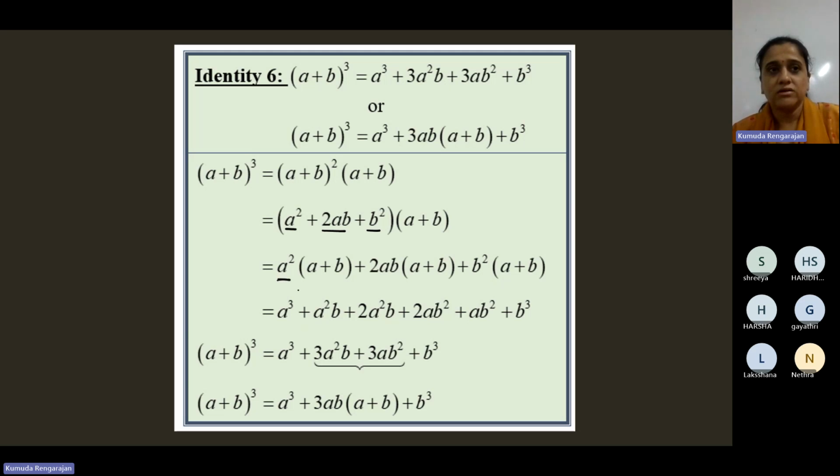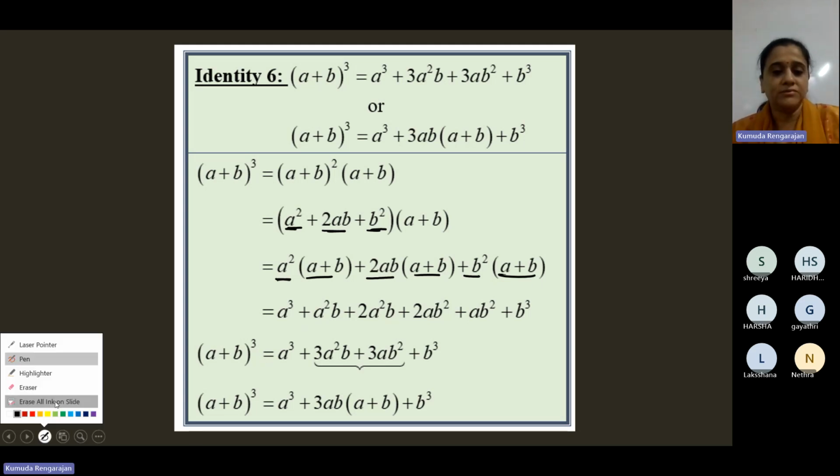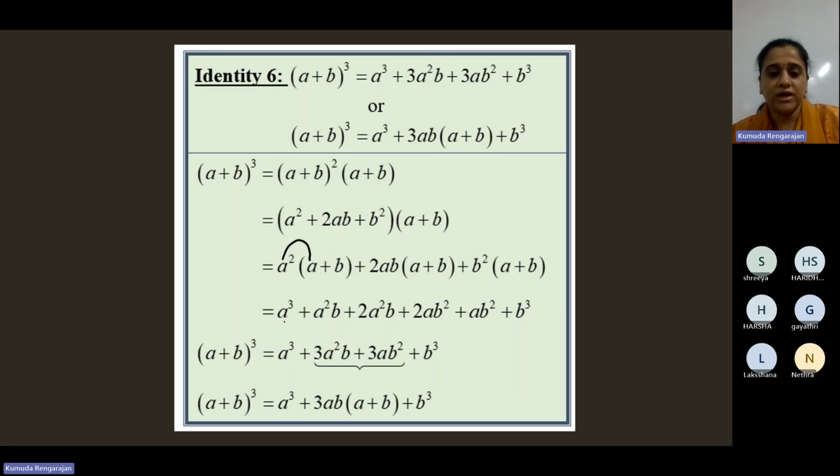So see here, every term a squared, 2ab, b squared is multiplied with the second bracket a plus b. Please look at the board. All right. Now a squared into a, a cubed. A squared into b. See, it's plus a squared into plus b.